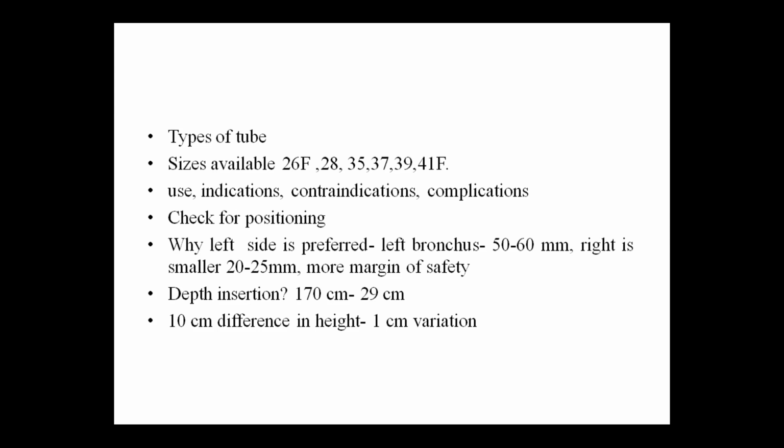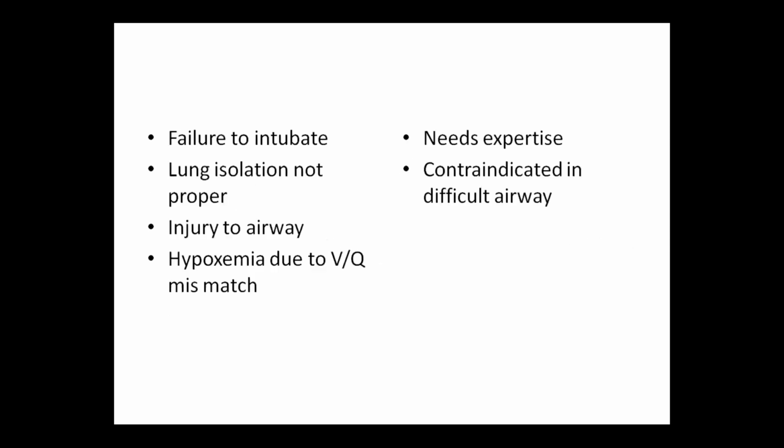Now, what is the problem with these tubes? You should always remember there is a high chance of failure of intubation. There's a high chance that the lung isolation will not be proper. Injury to the airway is common. Hypoxemia can be there, and these tubes need expertise to put, and they are contraindicated in difficult airway. So, if I summarize, you should be well versed with the DLT if you're picking it up, from the method of insertion to checking whether it is left-sided or right-sided.